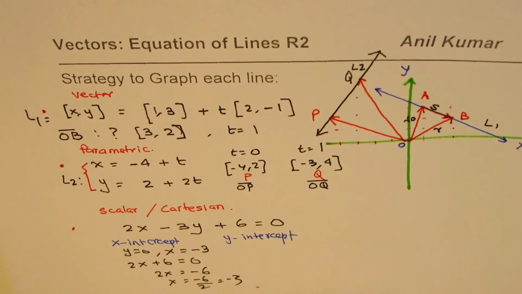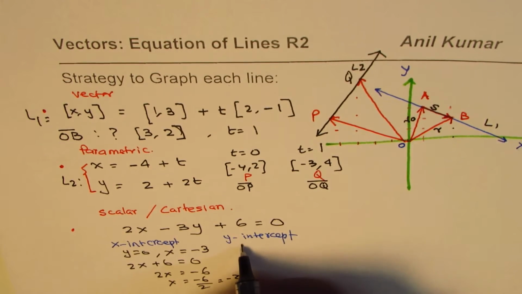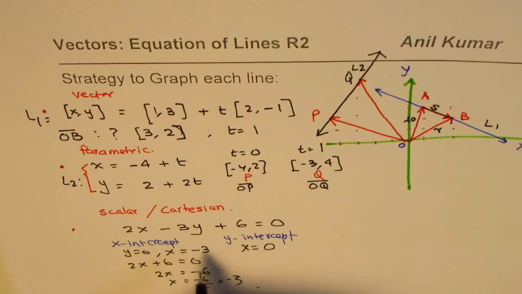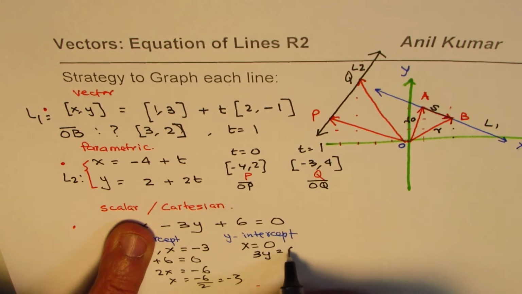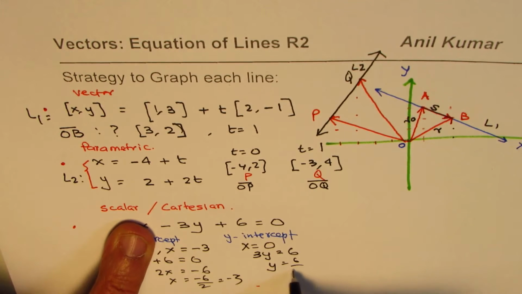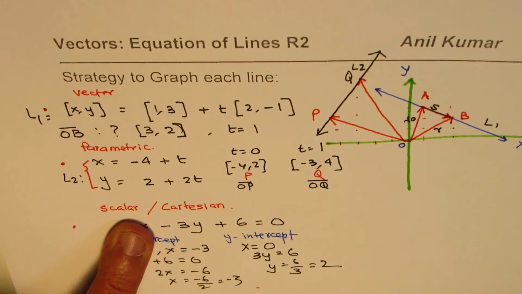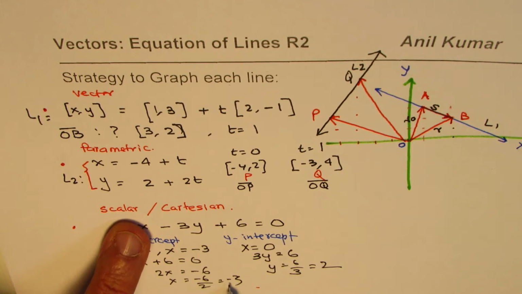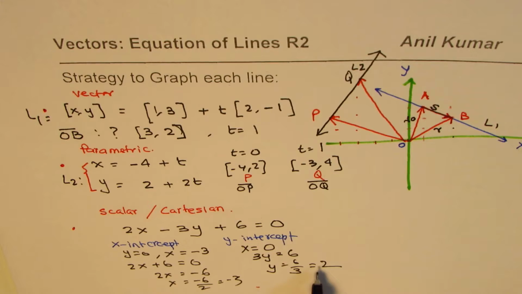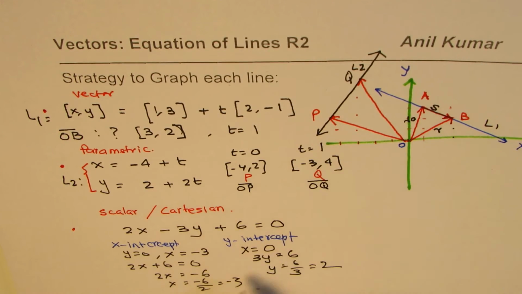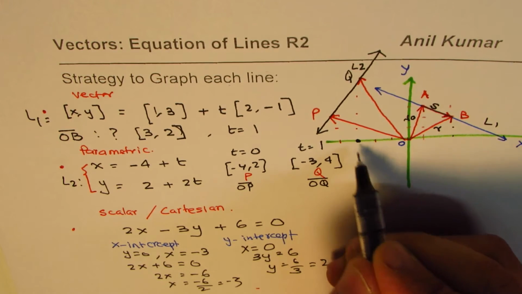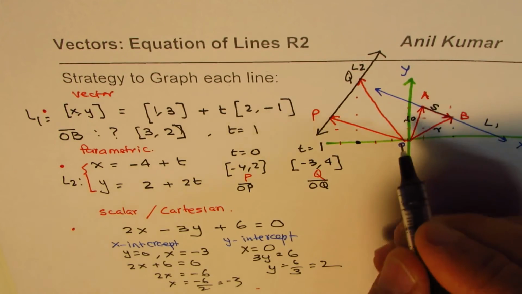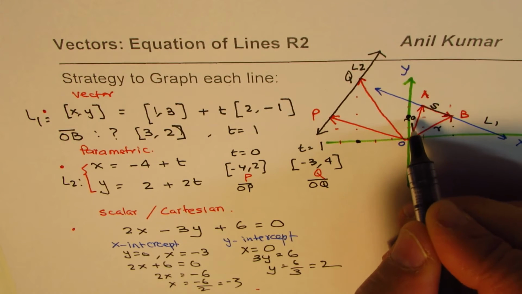Is it okay? Okay. Similarly, the y-intercept is when x equals 0. So if x is 0, you hide this. You can take 3y equals 6 and y equals 6 divided by 3, which is 2. So you get these two intercepts, right? So the x-intercept is -3 and the y-intercept is 2. So -3 is your x-intercept, 1, 2, 3. So that is your one point, and the y-intercept is 2, 1 and 2, the other point.